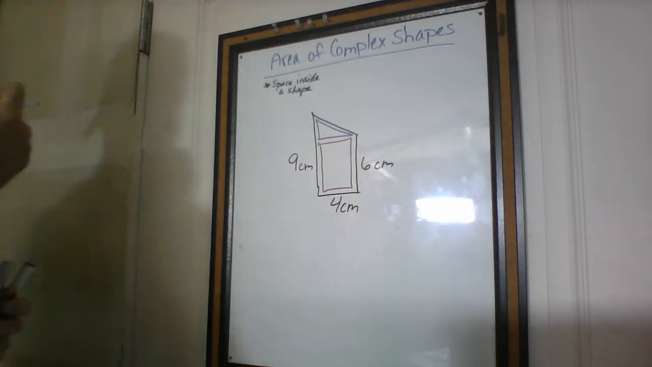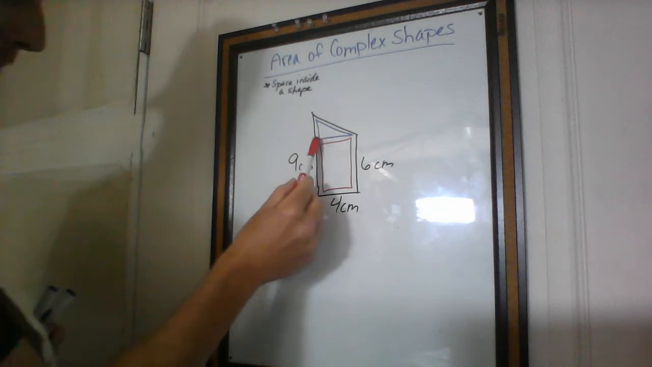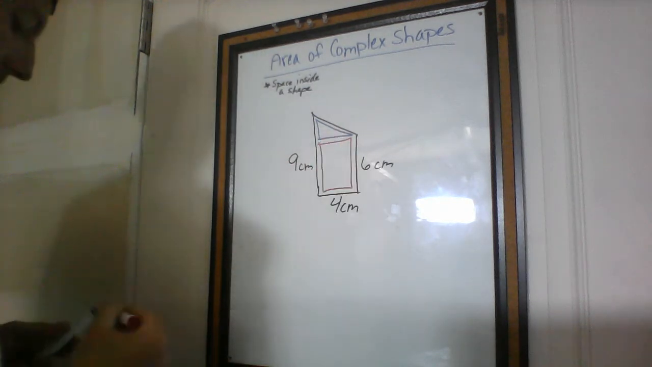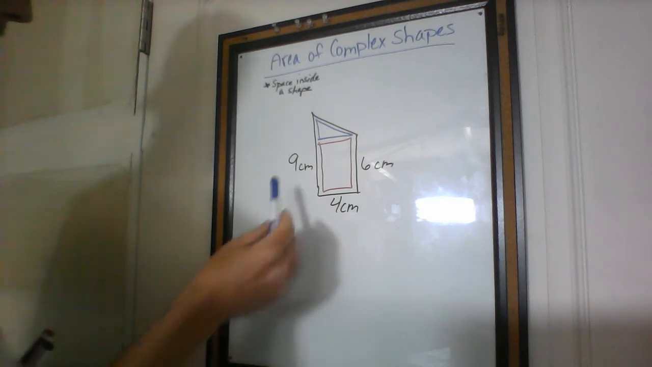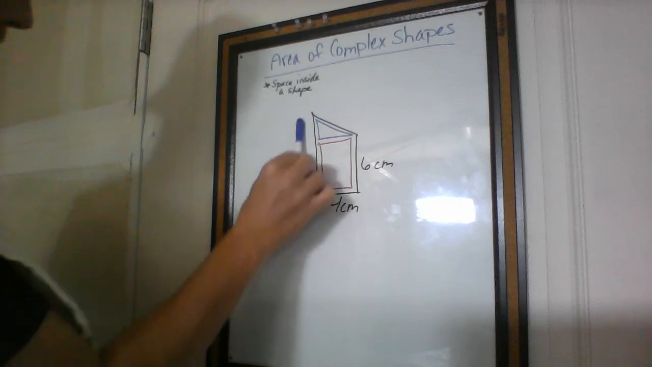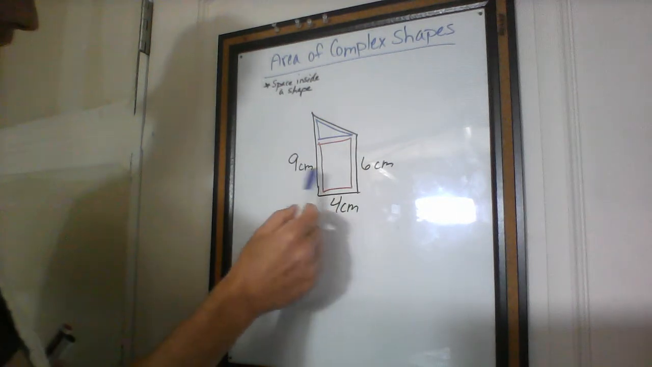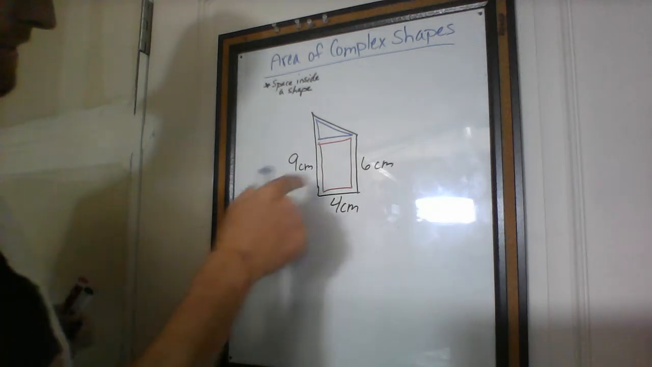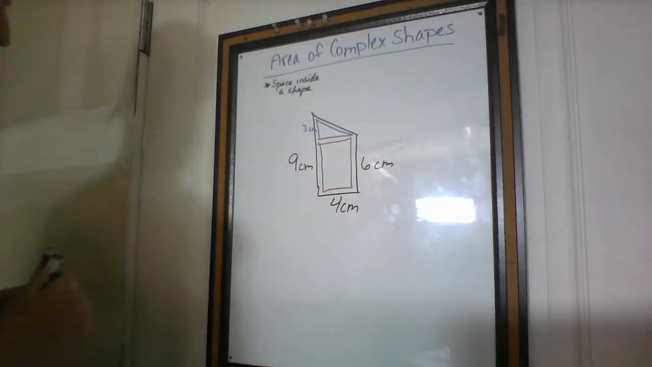Okay, but before I do anything, I need to know the height of that triangle. We know the base is right here. It is 4. So if we take the height, this entire height is 9. This part to here is 6. That's where our base gets cut off. 9 minus 6 leaves us with 3 centimeters for the height.